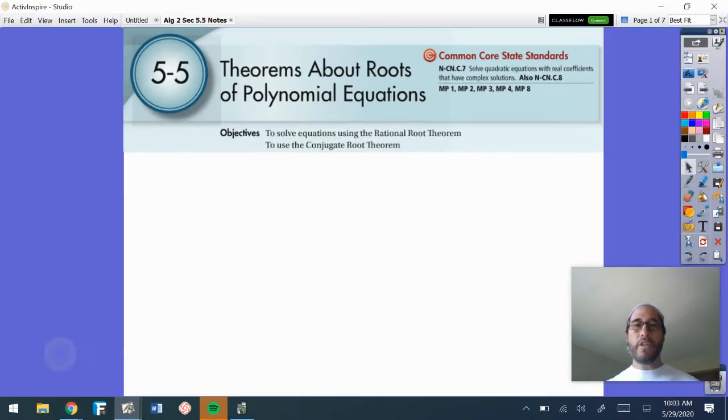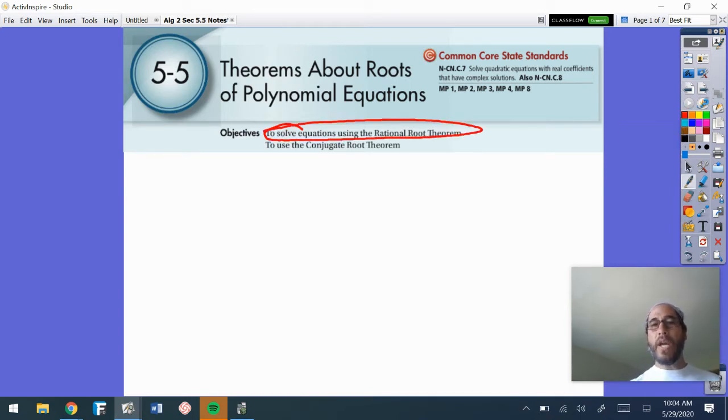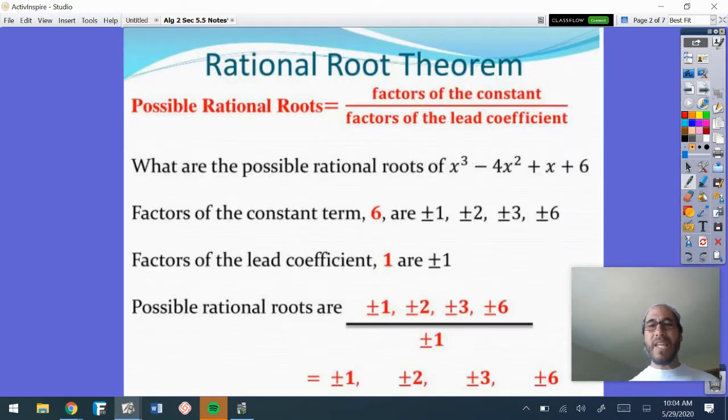But here we go. Here's my notes for 5-5, where our main objective is going to be to solve equations using the rational root theorem. What the heck is the rational root theorem, Mr. T? Well, here it is right here. It's pretty involved, so you don't have to write this down because if you printed it off, it's right there on our note sheet.